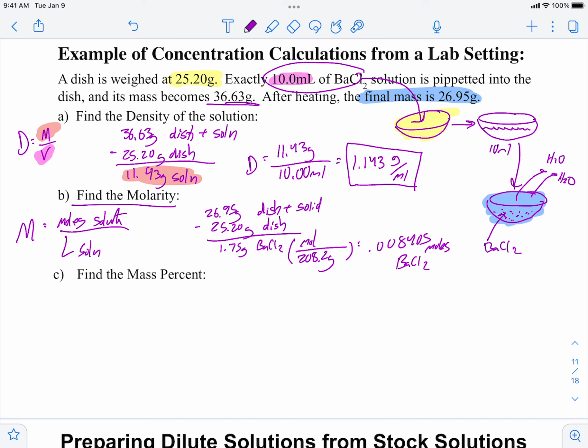Yeah, divide to get into liters. 0.01, right. So molarity will be 0.008405 moles divided by 0.01000 liters. So 0.841 molar.